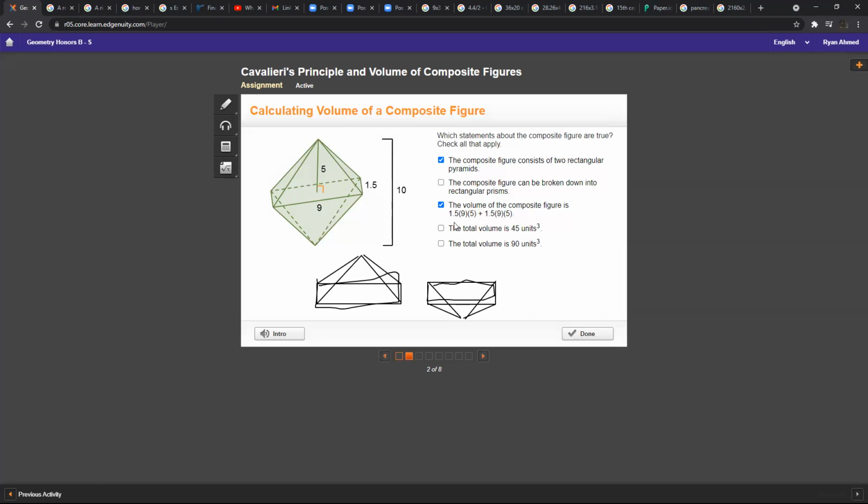So let's see if we can find the volume. So the volume of this first one, it's going to be one, we have to do 1/3. Hang on, let me look up the formula just to be certain.